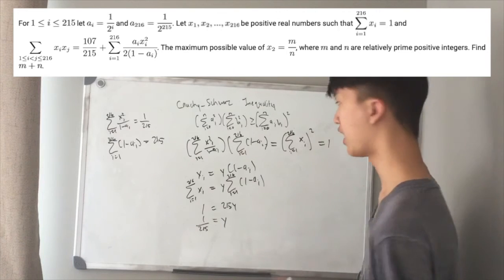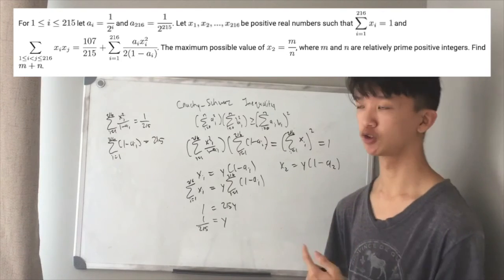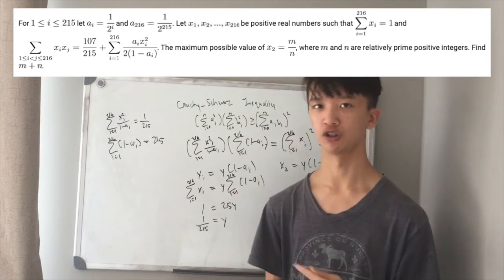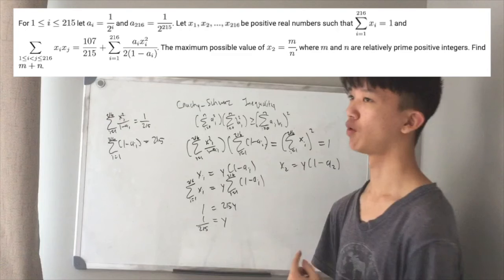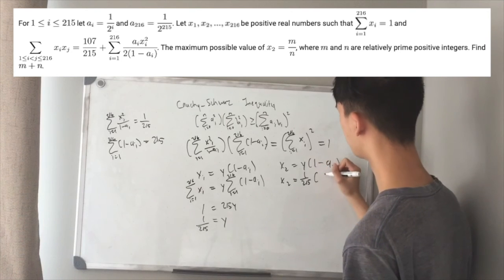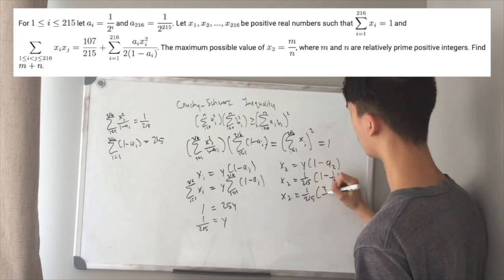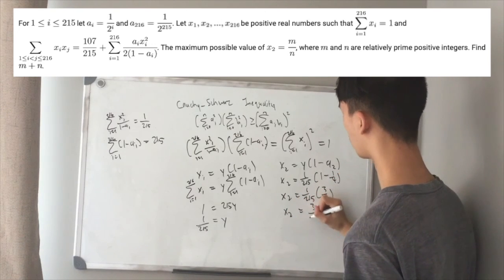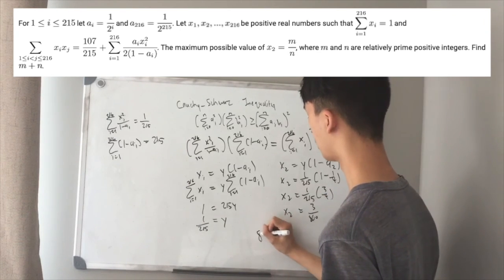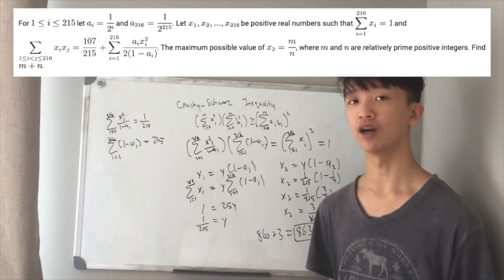Now we can plug in 2 for i to get x2 is equal to y times 1 minus a2. Now we know that y is equal to 1 over 215, but what is the value of a2? Now, ai is equal to 1 over 2 to the power of i, so 1 over 2 to the power of 2 is equal to 1 over 4. So substituting these values in, we get that x2 is equal to 1 over 215 times 1 minus 1 over 4. Now this is equal to 1 over 215 times 3 over 4, which is equal to 3 over 860. And now since 3 and 860 are relatively prime, our answer is 860 plus 3, which is equal to 863. And so, we are done.